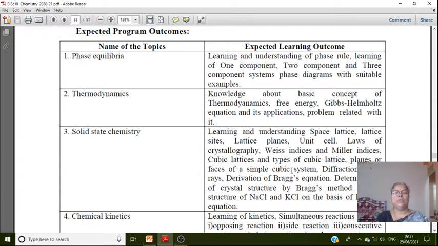or faces of the cubic system, then diffraction of X-rays, derivation of Bragg's equation, and determination of crystal structure by Bragg's method. Then the detailed study of NaCl and KCl's crystal structure on the basis of Bragg's equation. All these points you are going to learn in this unit, the solid state chemistry.